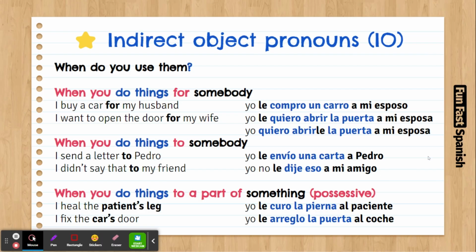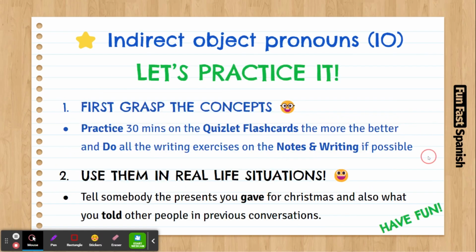I hope you like this video lesson. How to practice this is the most important thing. Rewatch this video. It was extremely important, this concept. Do your flashcards, do your notes and writing. Actually, writing is highly recommended this time because this is a new concept that you have to practice quite a lot to materialize and nail.